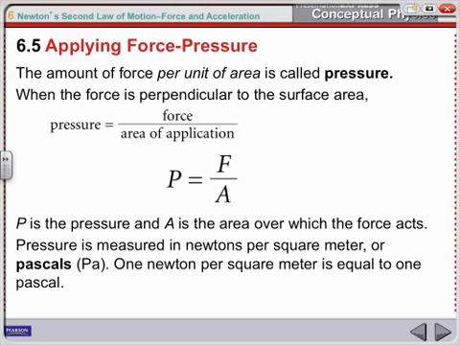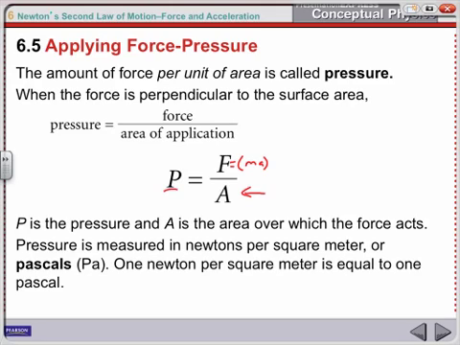And notice that we're using A, but this is a different A here. This is a capital A. So we're talking about area. So force, and that's still equal to mass times acceleration here, divided by the area gives me the pressure.